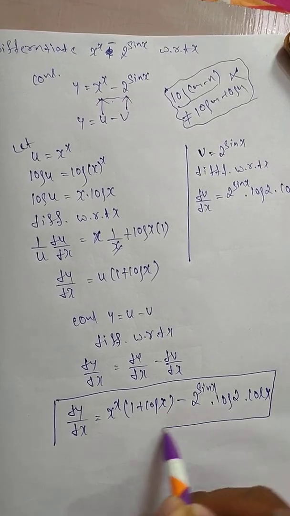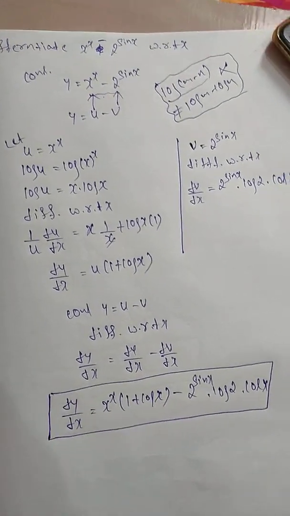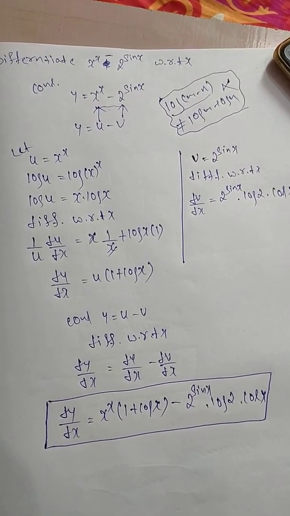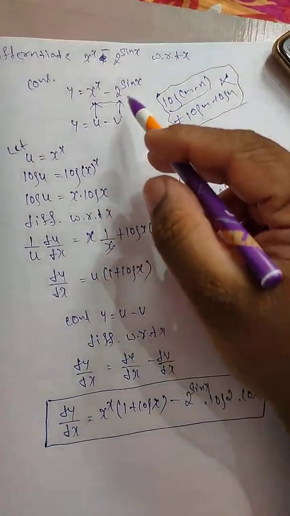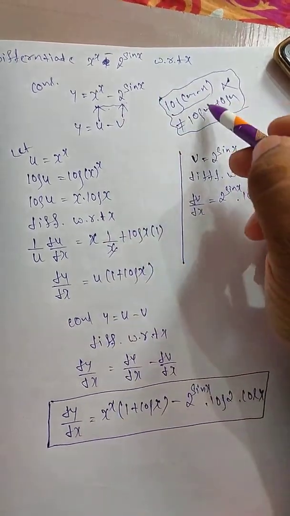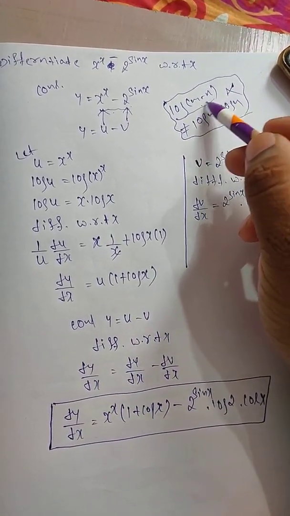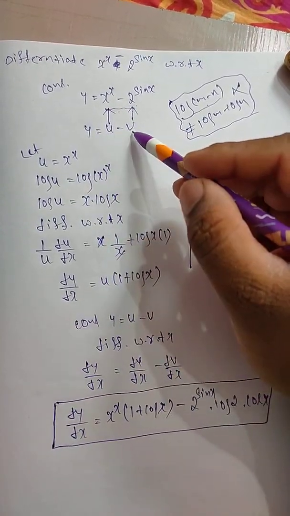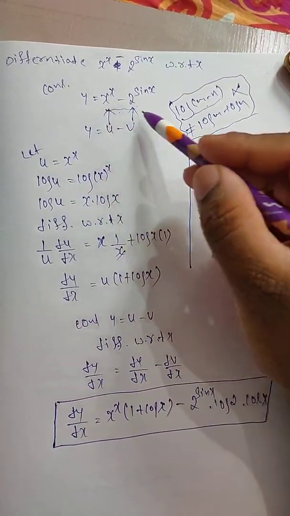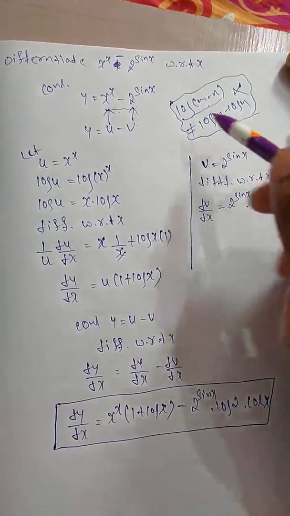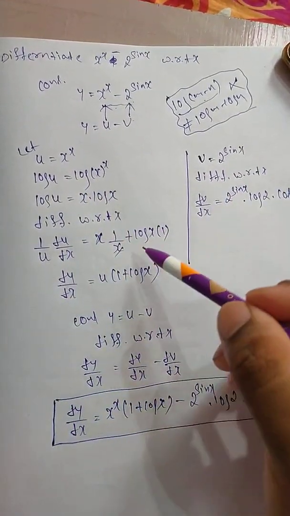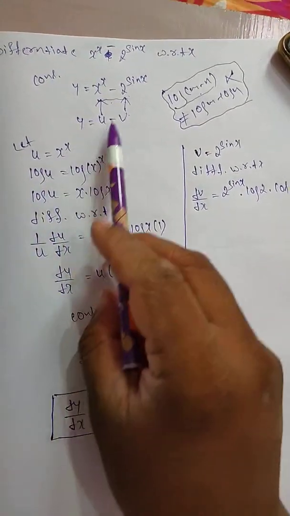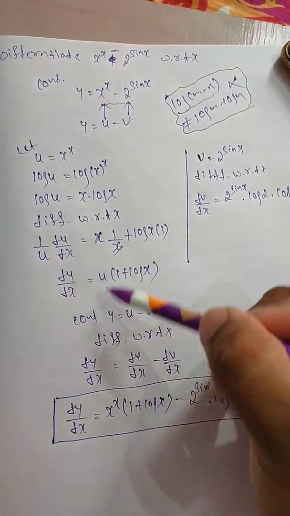So what I did, I am telling briefly now. In this problem, we can't apply the log directly. We can't apply the log for the subtraction operation. So I took y is equal to u minus v, u as this function and v as this function. We differentiated u and v separately and substituted at the end of the problem. Here u is equal to x to the power of x, we differentiated it separately and got du by dx.